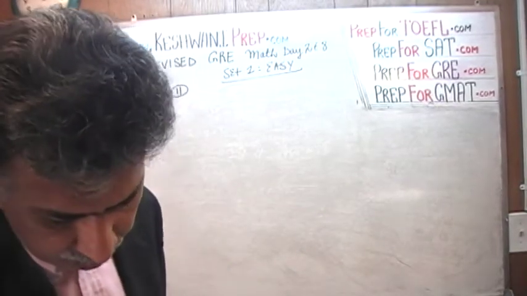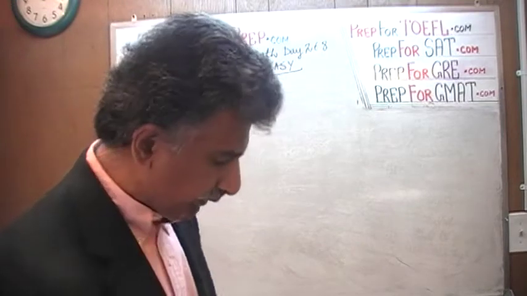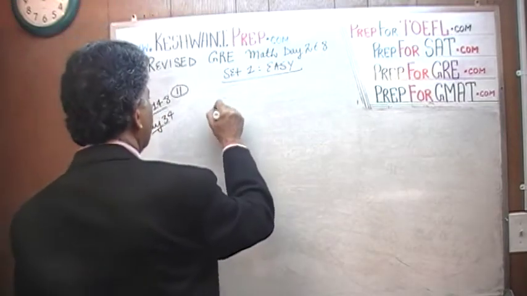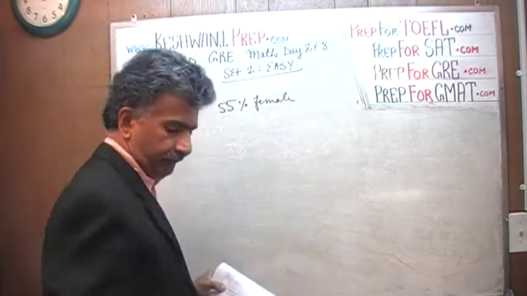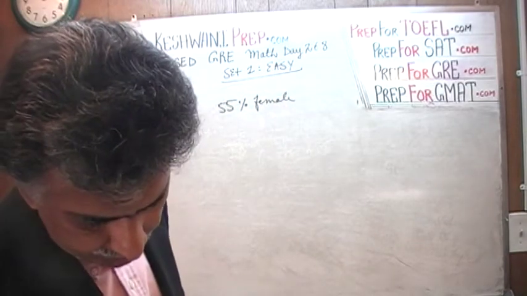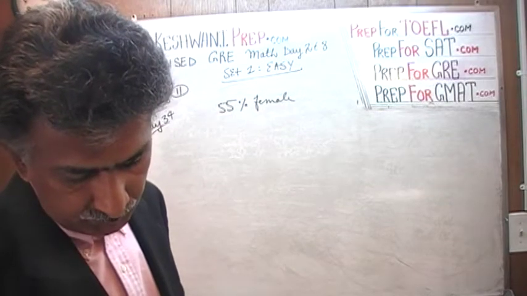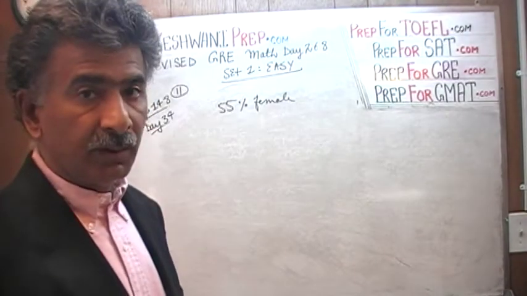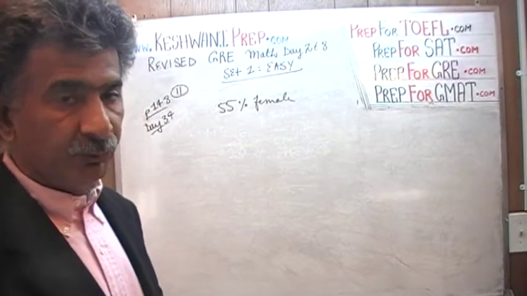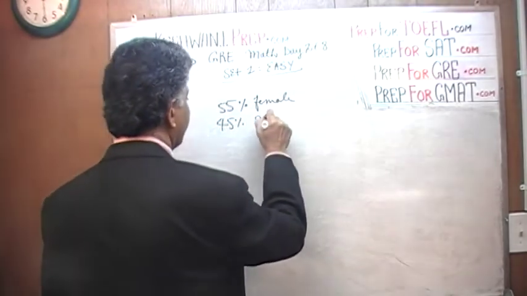If 55% of the people who purchase a certain product are female, what is the ratio of the number of females who purchase the product to the number of males who purchase the product? So if 55% of people who bought the product were female, it stands to reason that the remaining 45% must be male.